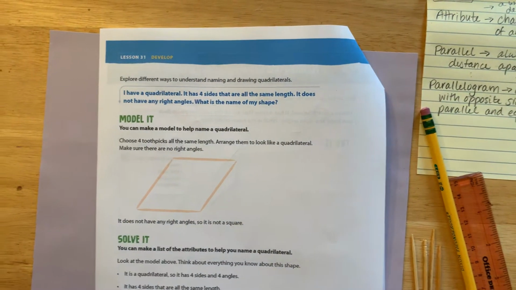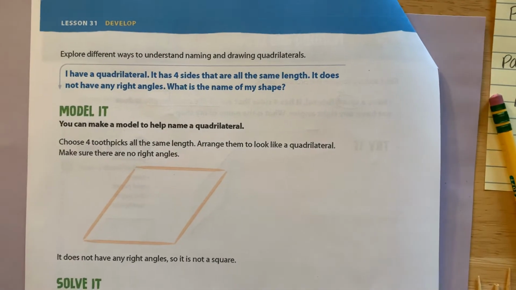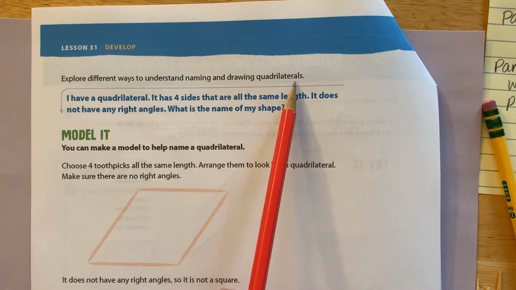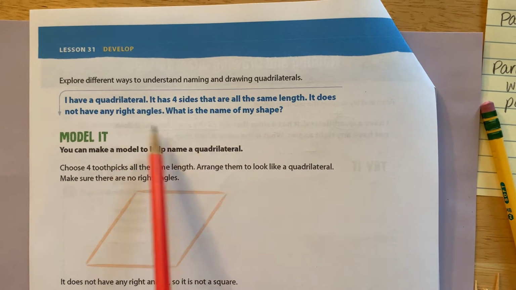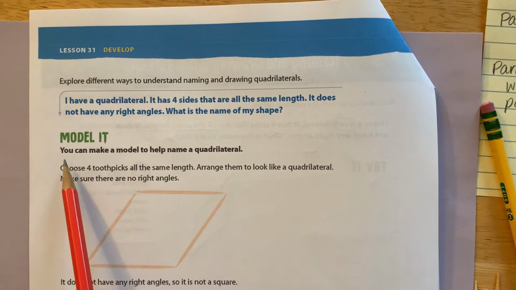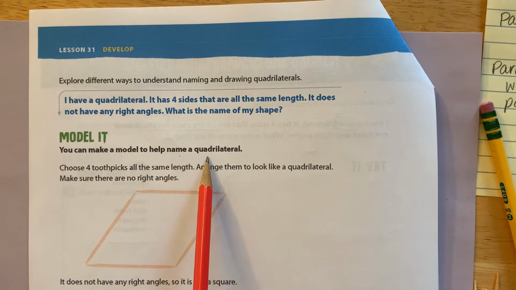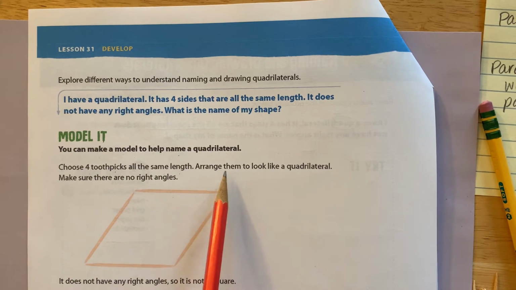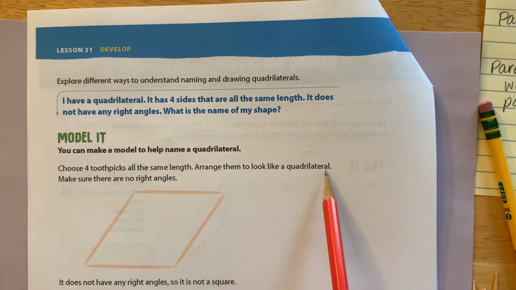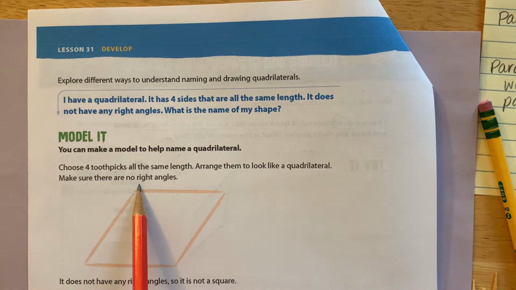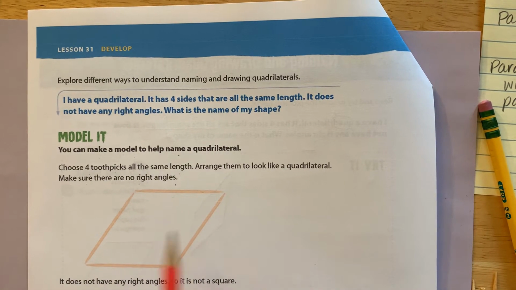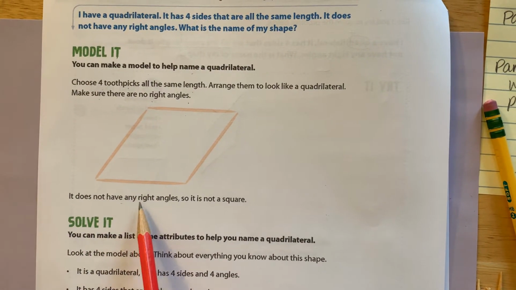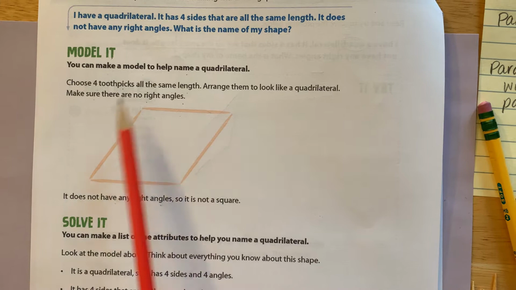Okay, let's zoom in a little bit now that you've seen the toothpicks. Okay, explore different ways to understand naming and drawing quadrilaterals. Here's our same word problem. Model it. You can make a model to help name a quadrilateral. Choose 4 toothpicks, all the same length. Arrange them to look like a quadrilateral. Make sure there are no right angles. That's what we did on the previous page. It does not have any right angles, so it is not a square.